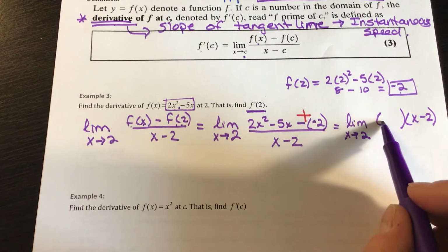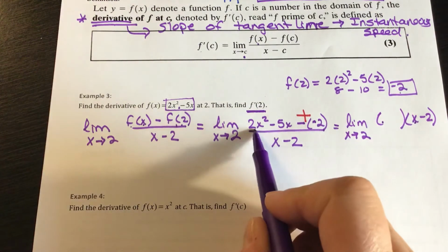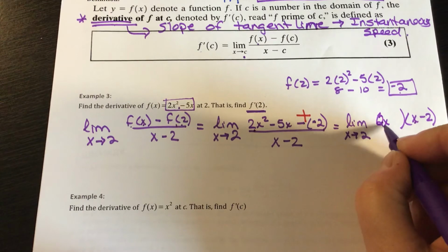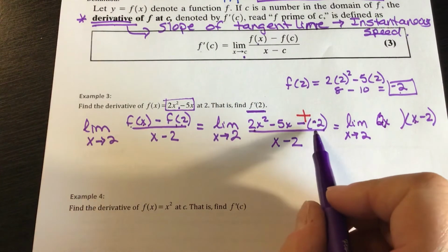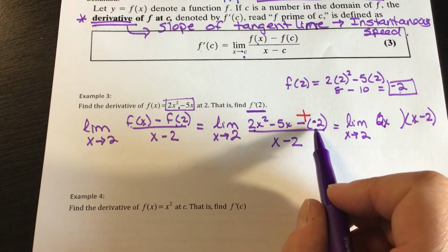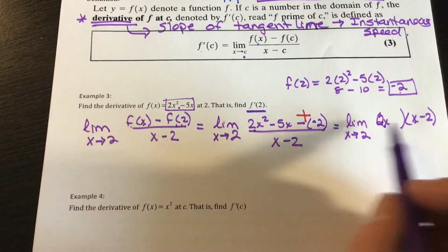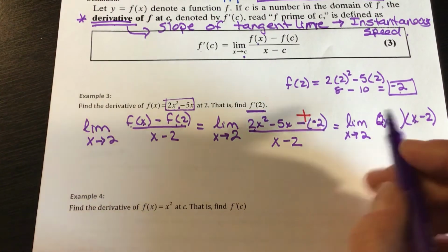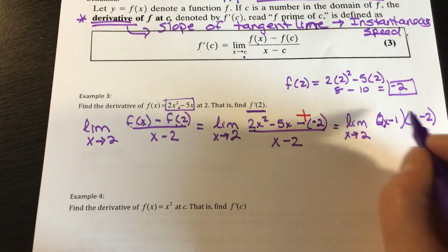So what would I put here times x to get 2x squared? So that would be 2x. And then I have, let's see, what do I multiply by negative 2 to get positive 2? And that would be a minus 1.